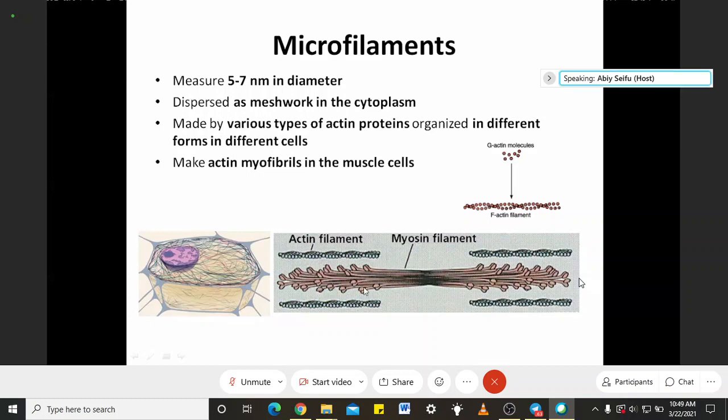These are a prototype of motor proteins, which help the actin filament to slide in for contraction and slide out for relaxation of muscle. So that's how microfilaments are found in our body, in our cells. They are much thinner than microtubules. Remember, microtubule diameter is 24. Microfilament diameter is 5 to 7.